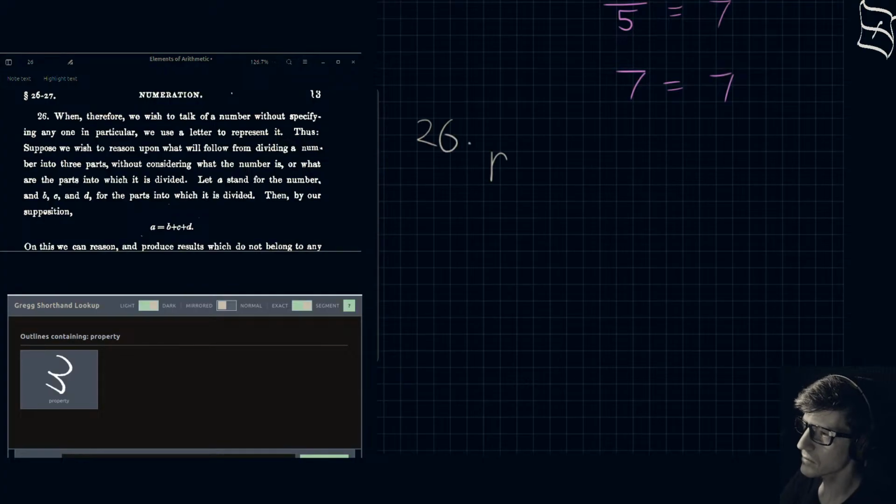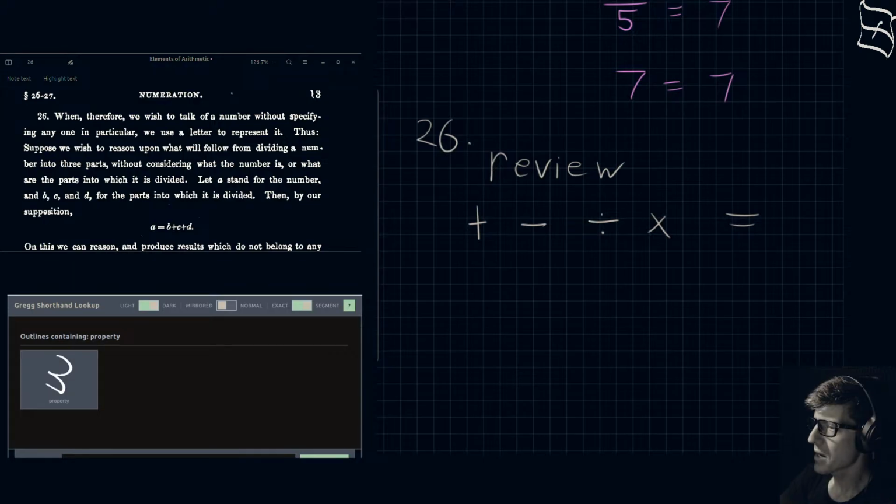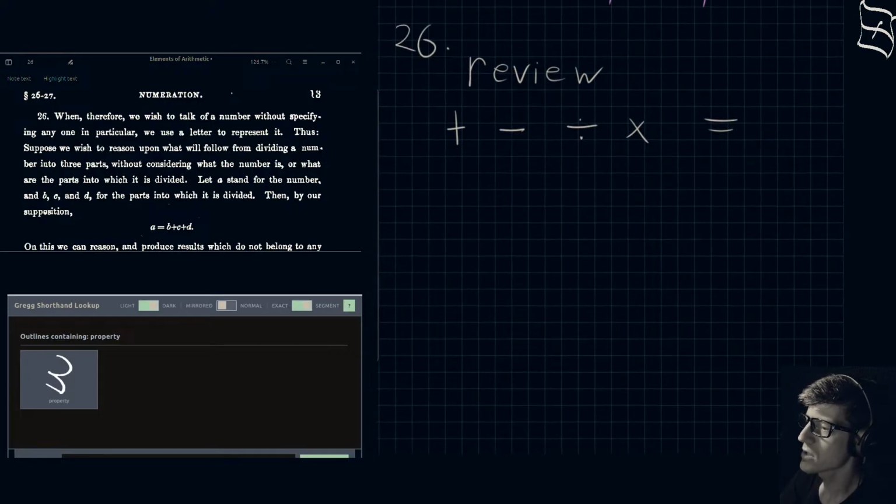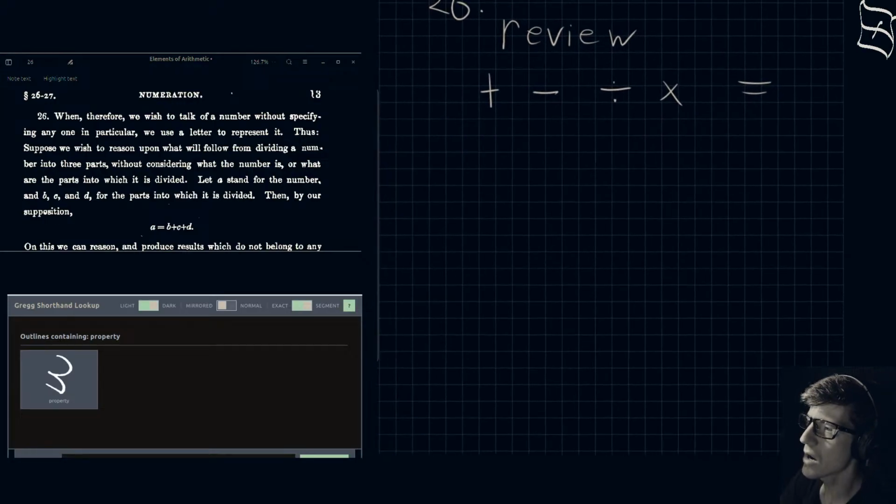Let's review. What are the operations of arithmetic? They are addition, subtraction, division, multiplication, and comparison. These are the five operations of arithmetic. Addition, subtraction, division, multiplication, and comparison. Okay? Now, remember what De Morgan was just saying here is that you don't need to know the explicit.